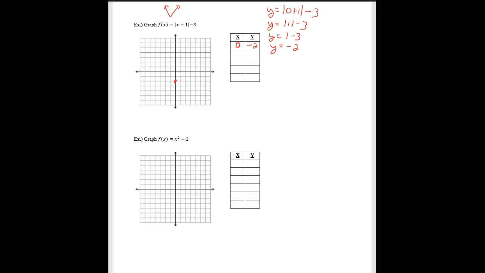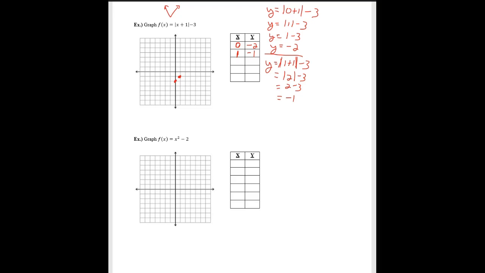Alright, let's keep going. Let's go ahead and go in the positive direction, see what happens. I'm going to pick 1. Replacing x with 1, so 1 plus 1, absolute value of all that, minus 3. 1 plus 1 is 2, and the absolute value of 2 is 2. 2 minus 3 is negative 1. So I go positive 1, negative 1, ending up there. So I can see half of a V.